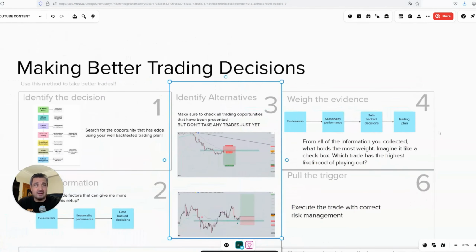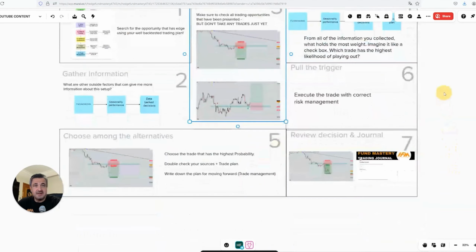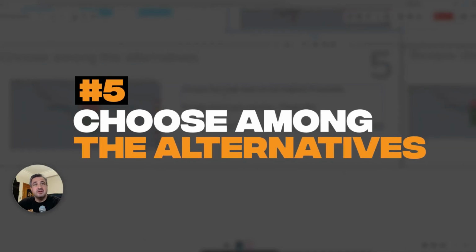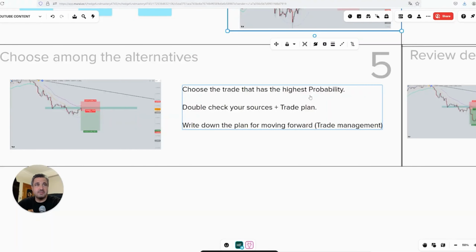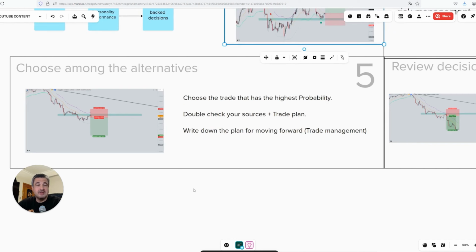It's really not that complicated. Come on, everybody can understand these things. And then choose among the alternatives. Choose the trade that has the highest probability. Double check your sources and trade plan. Write down the plan for moving forward. Basically the trade management, what I just mentioned, right? How are you going to manage the trade, also based on the data.